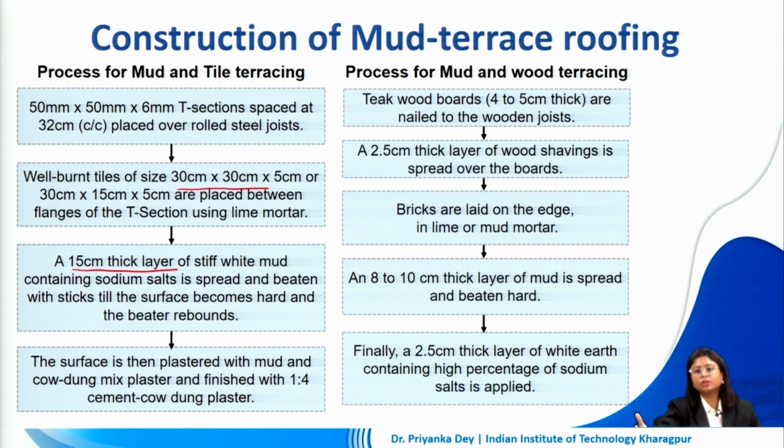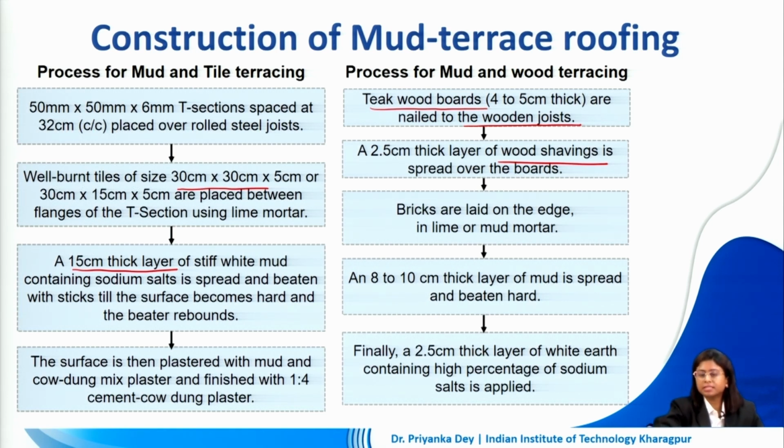So let's now take a look at what happens in the Madhya Pradesh or Maharashtra example, where we are dealing with wood terracing. Here, teak wood boards 4 to 5 centimeter in thickness are nailed on top of wooden joists, which is the main structural element of this roof. A 2.5 centimeter thick layer of wood shavings is spread all over the boards.